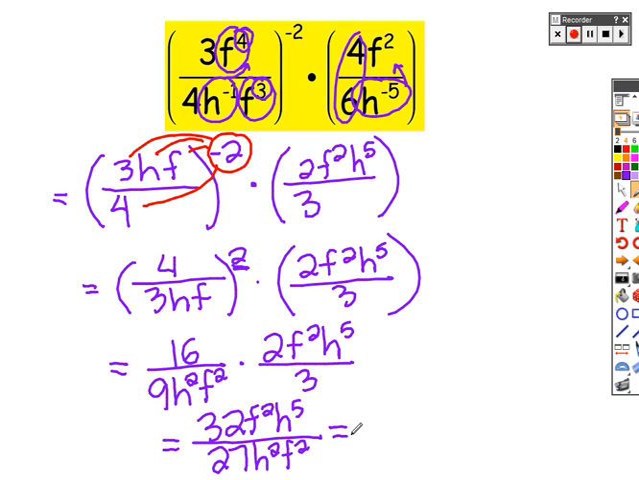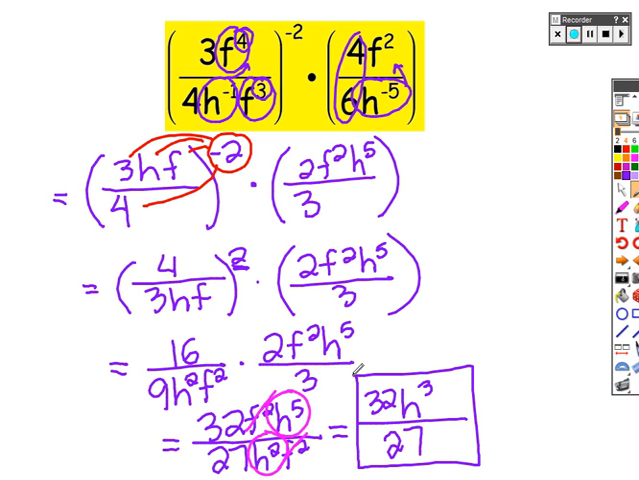And then lastly, I'm just going to want to clean this up a little bit. F squared over f squared, those should cancel. Anything divided by itself is 1. And then if I have 5 h's in the numerator, 2 in the denominator, that would actually leave me with 3 h's in the numerator. There's a 32 up there, and there's a 27. 32 and 27 don't have any common factors, so that's as far as you can go. That's your most simplified answer.